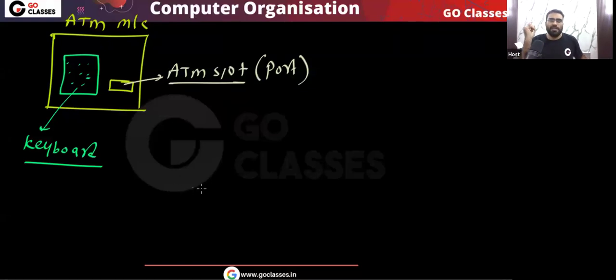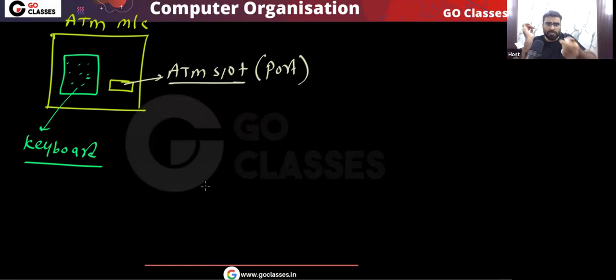So what it means, just understand this, very important: if you press the keyboard, nothing is happening. Why? Because the CPU is not polling the keyboard. Yes or no? The CPU is not checking the keyboard. The CPU is checking only the ATM slot. Why is the CPU checking the ATM slot? The CPU is continuously checking the ATM slot.